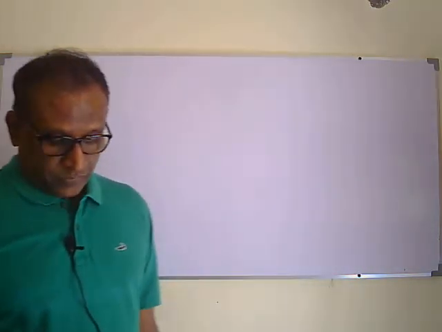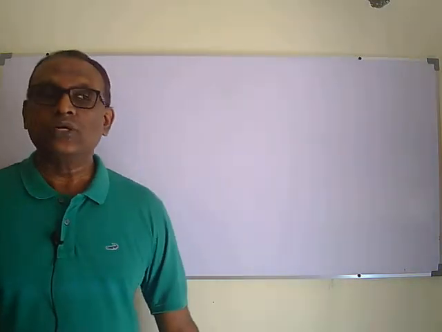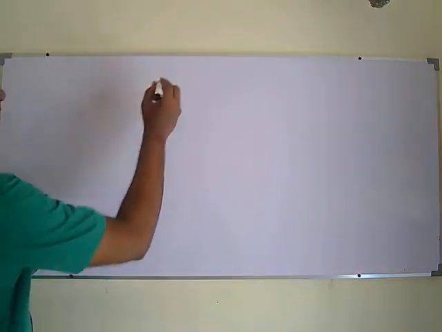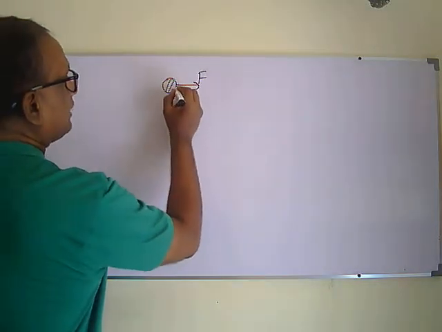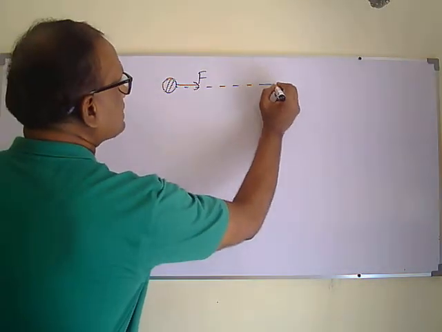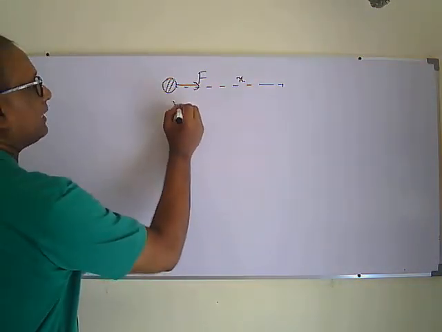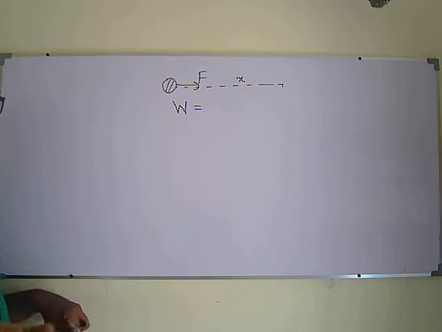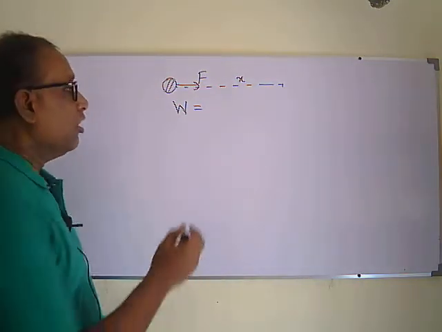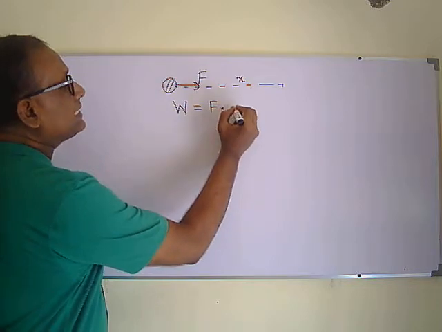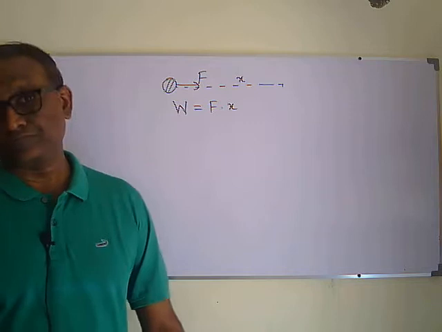First we'll think about work done. In mechanics, you learn work done. Say an object is pulled this way, applying a force F, and it is moved through a distance x. In IGCSE, and even in A-level mechanics, we normally define work done as force times the distance moved along the direction of force. That's the way we define it.